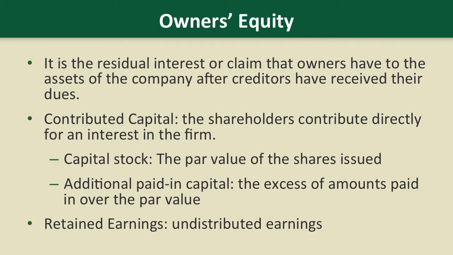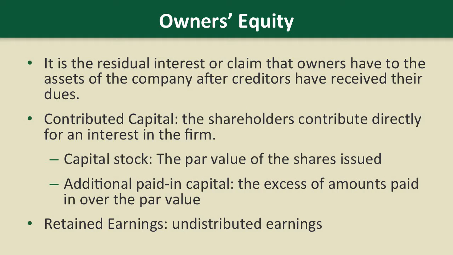The last section of the balance sheet is owner's equity. As we just talked about in the first or second slides, owner's equity is the residual interest left over after creditors have received their dues. So it is also called net assets, which equals your assets minus liabilities. It actually includes two parts, contributed capital and retained earnings. Contributed capital is the direct contribution from shareholders to the company. It consists of capital stock and additional paid-in capital.